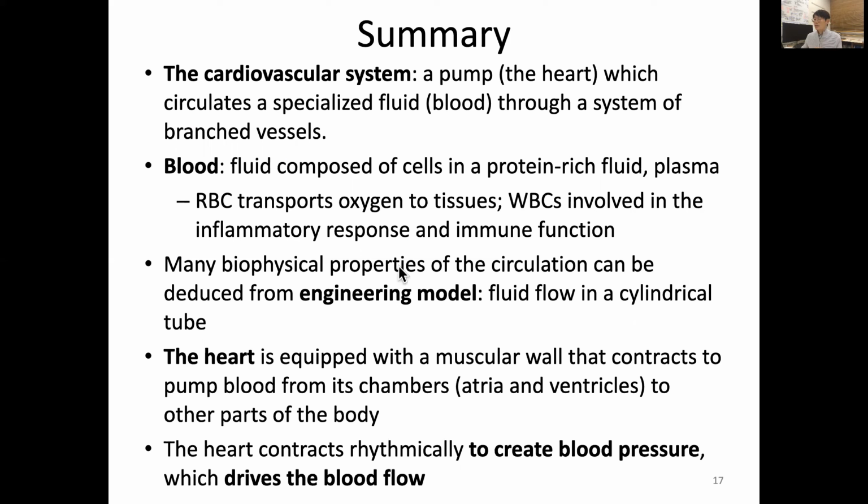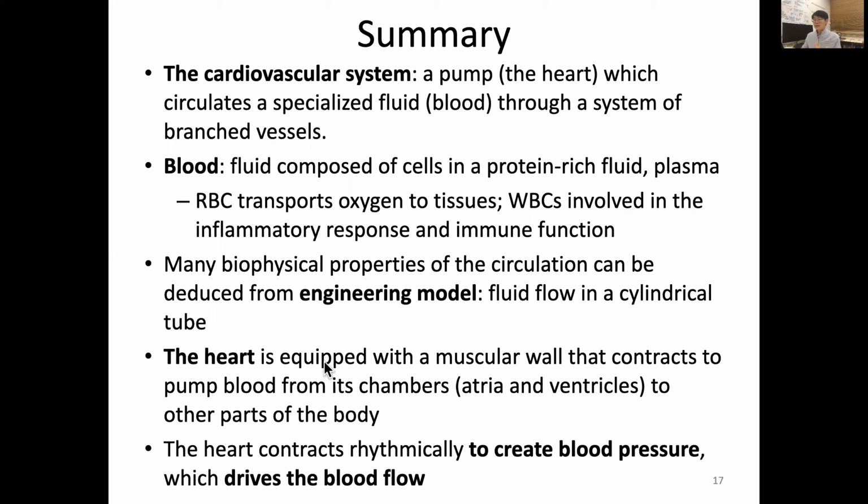Many biophysical properties of the circulation can be understood by engineering models with a systems approach. For example, fluid flow in a cylindrical tube provides insight into how much resistance will be required depending on the diameter of the vessel. So in the circulatory system, we realize the sudden decrease in vessel diameter through the arterioles and capillaries is responsible for most of the pressure drop in the body fluid system.